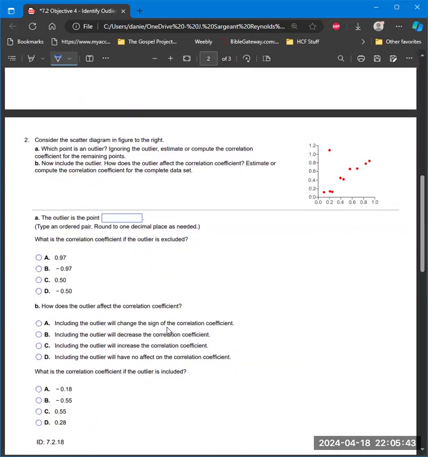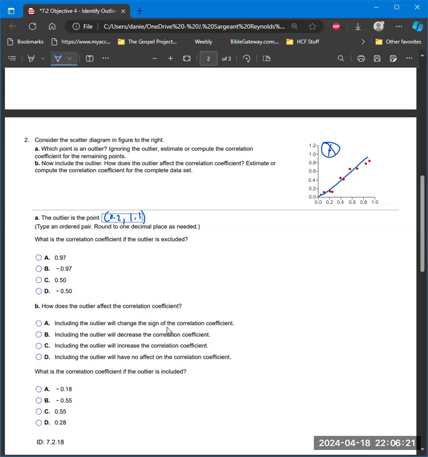Construct the scatter diagram. Consider the scatter diagram in the figure on the right. Which point is an outlier? That's going to be this point, because we can see the regression line is about there. And if we didn't get rid of this outlier, it's going to pull the regression line a little bit more this way, which wouldn't be a good model. So the outlier is at 0.2 and then 1.1. It's this point up here that I circled.